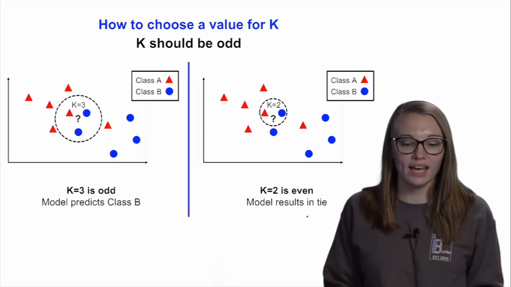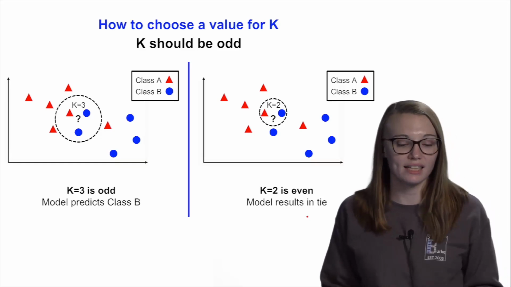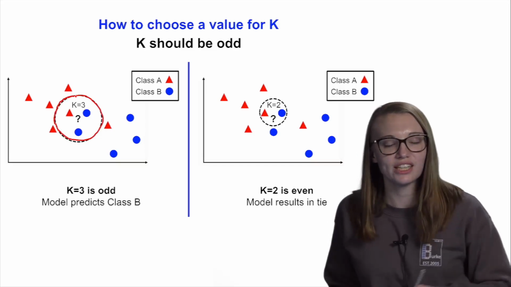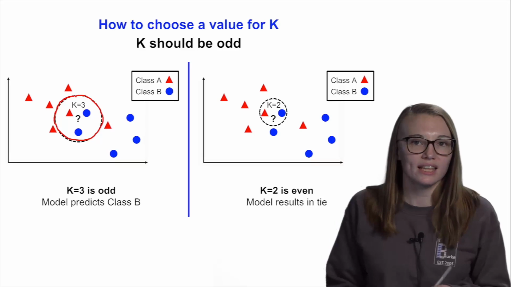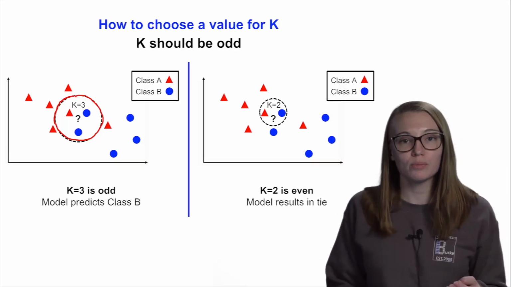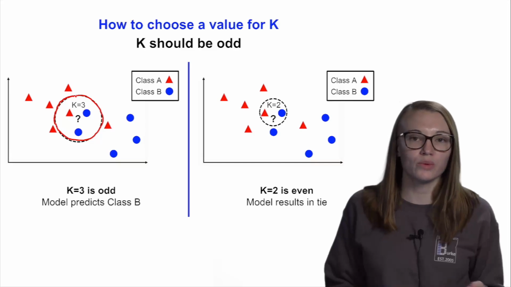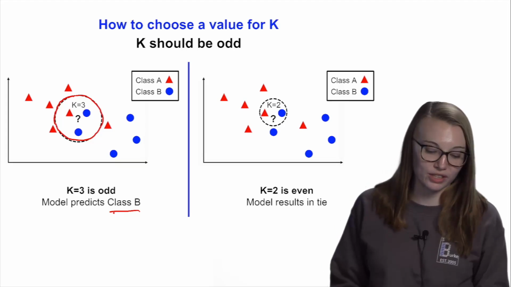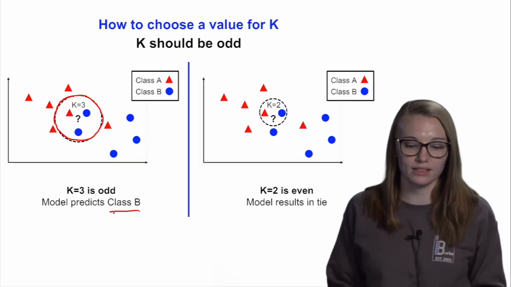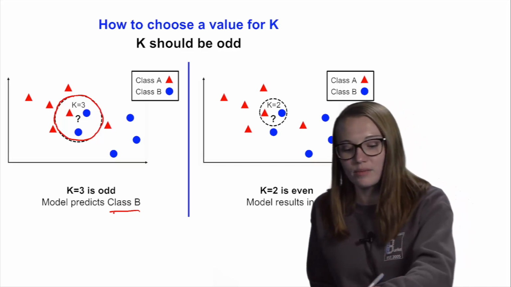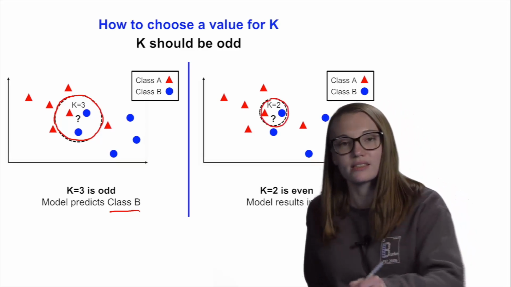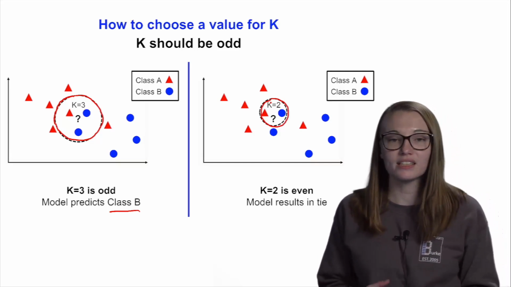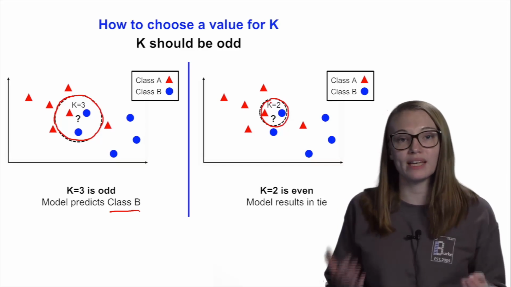Second, when selecting k, you want to select a k value that is odd. If we look at the example on the left using k equals 3, we see that the 3 nearest neighbors, we have 2 blue circles in class B and 1 red triangle in class A, and therefore the model is effectively able to predict class B for that unknown data point. If we instead look at the model on the right where k equals 2 is selected, the model is unable to predict an output because of the tie that results from 1 data point being in each class.